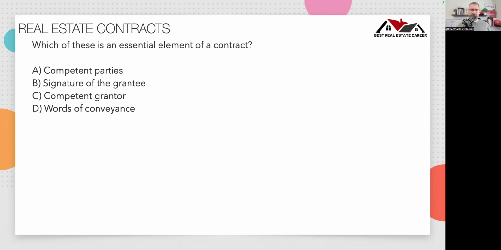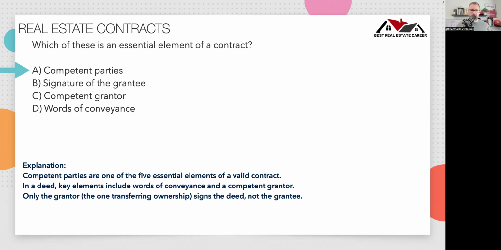Which of these is an essential element of a contract? Competent parties. Competent parties are one of the 5 essential elements of a valid contract. In a deed, key elements include words of conveyance and a competent grantor. Only the grantor, the one transferring ownership, signs the deed, not the grantee.